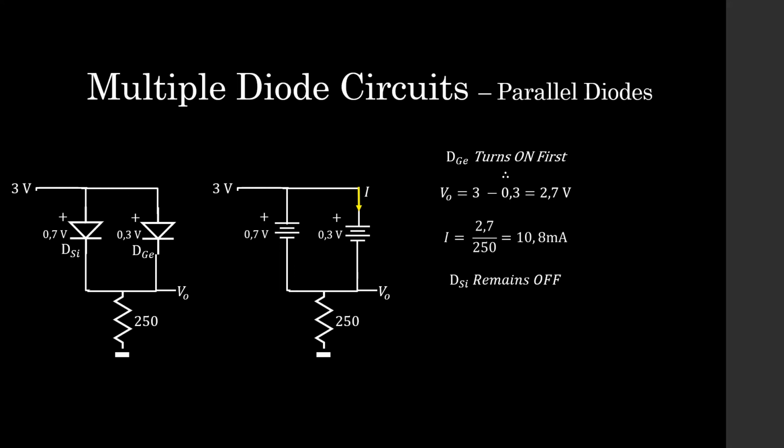does not instantly come to 3 volts. There's a small transient that takes place where it has to rise from 0 to 3 volts first. Now in that period of time, as the source is rising from 0 to 3 volts, it's first going to reach 0.3 volts before it reaches 0.7 volts. And once it reaches 0.3 volts, which is the diode on voltage for our germanium diode, what we're going to see happen is our germanium diode is going to turn on. So our germanium diode is going to turn on at 0.3 volts.